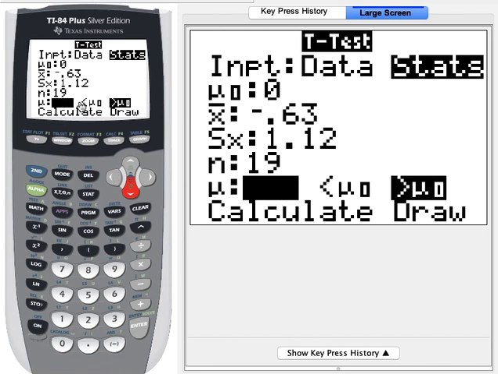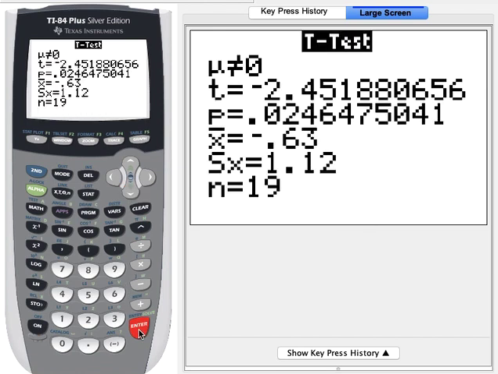This is a two-sided alternative. We are looking for evidence of a difference, so we need to select the not equal to alternative, and then we can highlight calculate. That will give us our test statistic, our t-score of negative 2.45. That will give us our p-value of 0.025. So here's the sample mean and the sample standard deviation that we entered, and here's the sample size. So I'm going to write those down here. The t-score is negative 2.45.